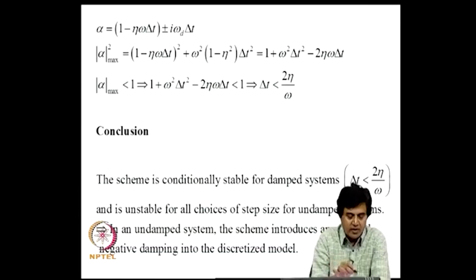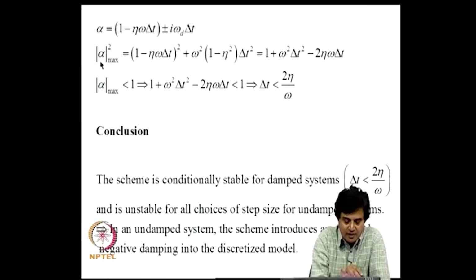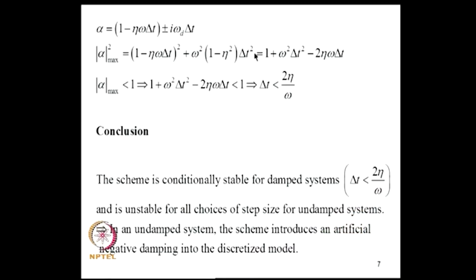Now, therefore, what is the maximum value of the amplitude of the eigenvalues? We can compute that, and we get that to be this: 1 plus omega square delta t square minus 2 eta omega delta t. For asymptotic stability, we want this maximum value to be less than 1. So, if we impose this condition, we get the requirement that delta t should be less than 2 eta by omega for the condition of asymptotic stability to be satisfied. So, therefore, we conclude that the forward difference scheme is conditionally stable for damped systems.